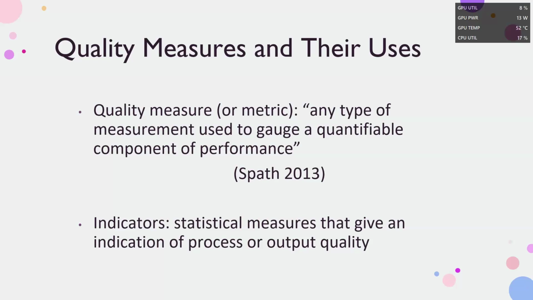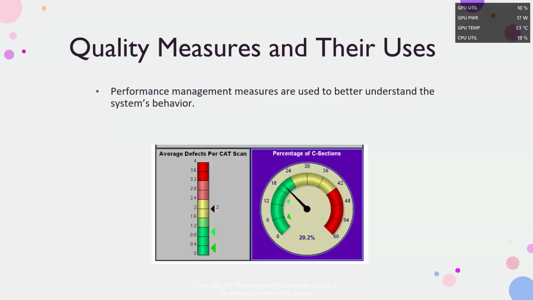Indicators are statistical measures that give you an indication of process or output quality, and quite often these words are used interchangeably: a measure, a metric, an indicator. So keep that in mind. If someone says, what is our indicator? What is our measure? What is our metric? What is the thing that we're using to gauge our performance? And then we hear that term KPI, key performance indicator, quite a bit.